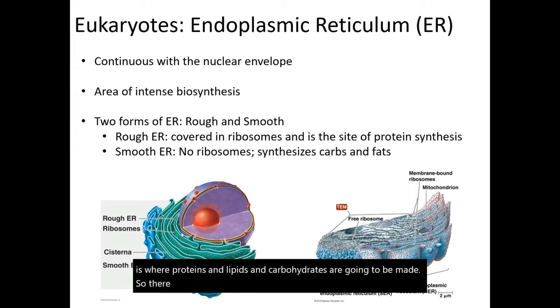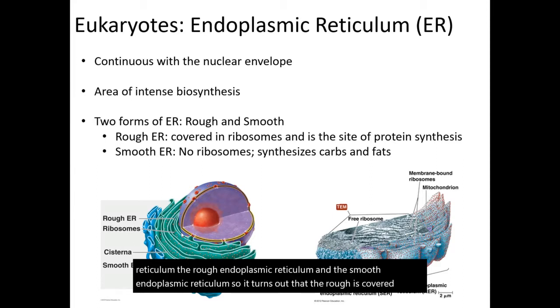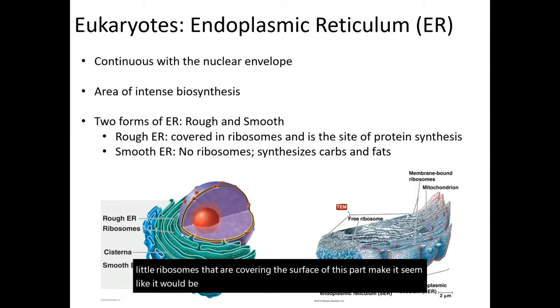There are two regions or two forms of the endoplasmic reticulum, the rough endoplasmic reticulum and the smooth endoplasmic reticulum. It turns out that the rough ER is covered in ribosomes. The person that discovered this thought, well, these little ribosomes covering the surface of this part make it seem like it would be a rough feeling if you ran your finger over it. So we refer to that as the rough ER. Because the smooth ER doesn't have any ribosomes, it looks like a smooth surface.